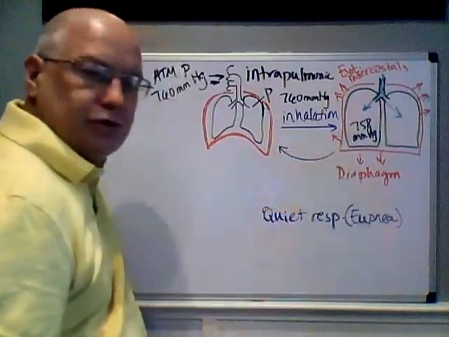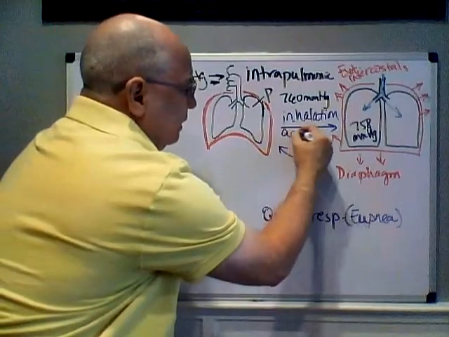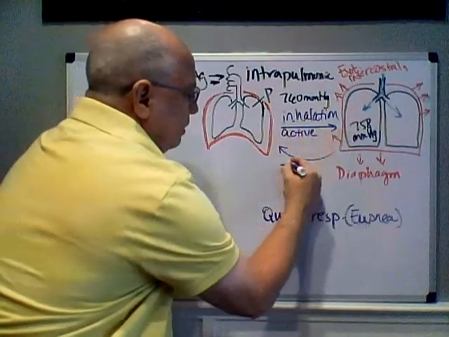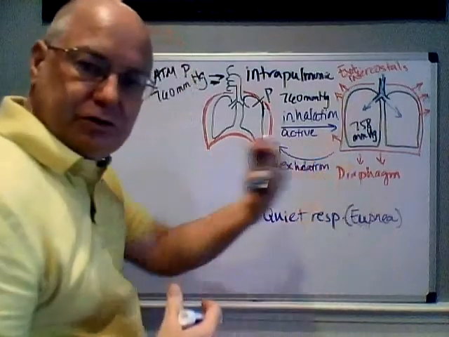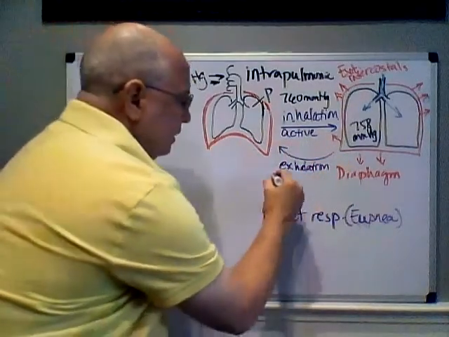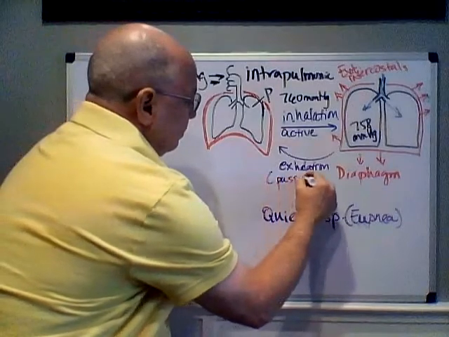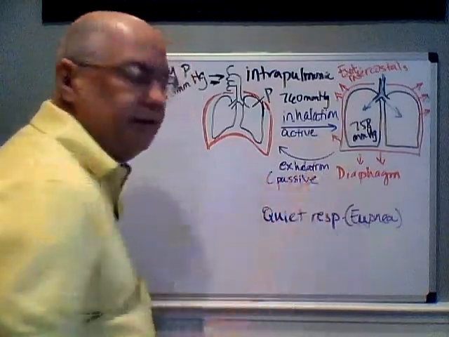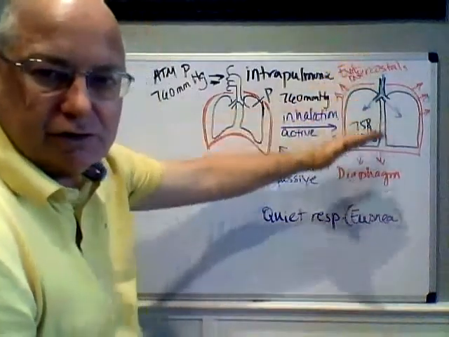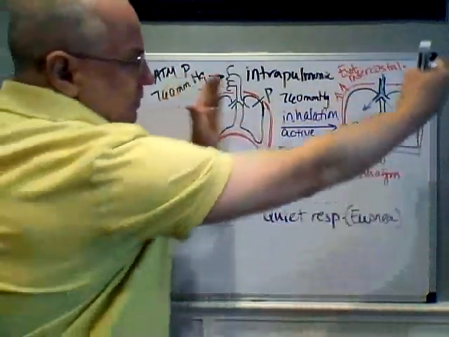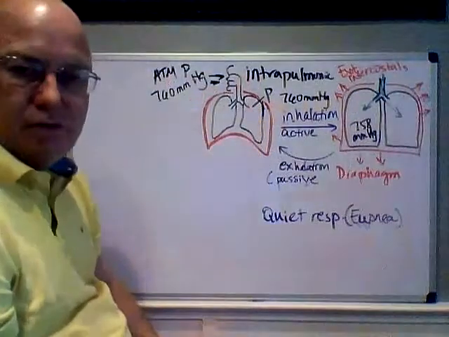Now, also during quiet respiration, those same muscles are going to be relaxed. Inhalation is active. Exhalation, also called expiration, to expire or exhale, is passive. What that means is I don't need any muscles to contract. I simply relax the external intercostals and relax the diaphragm, and everything snaps back to where it was.